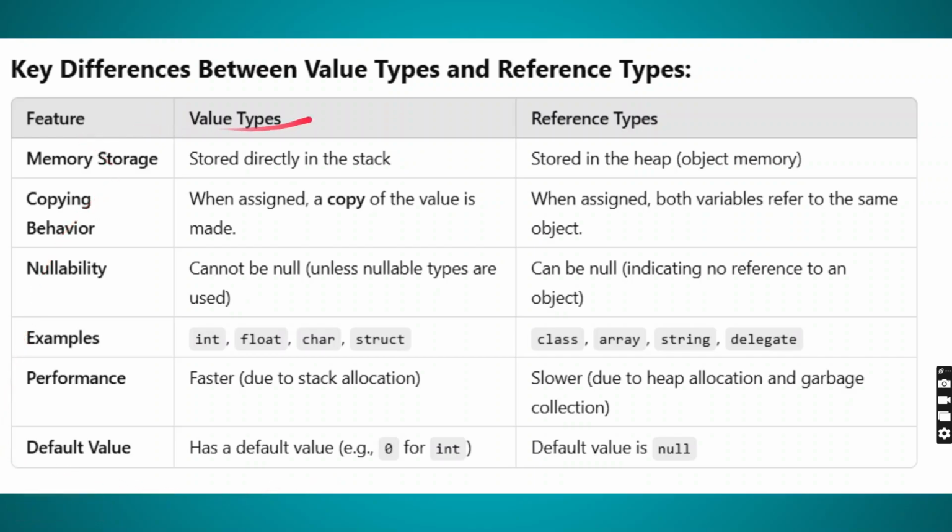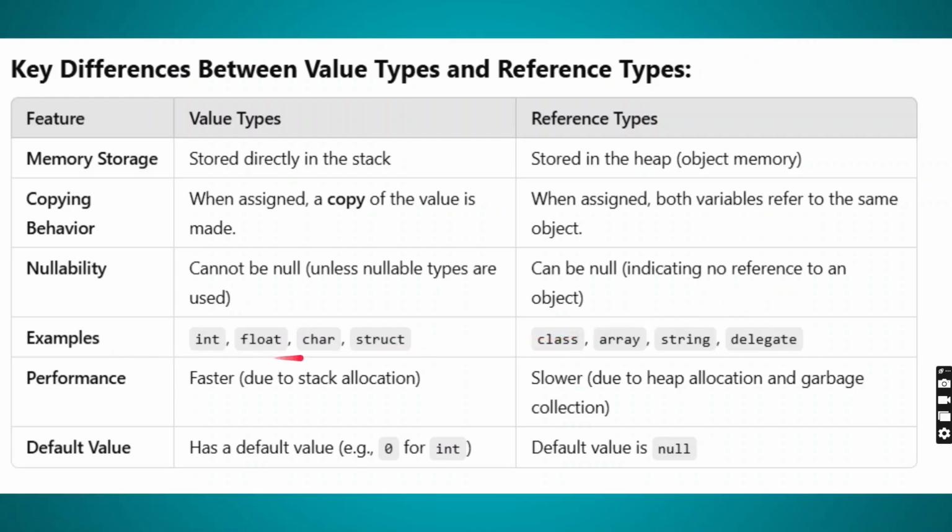The key difference between value types and reference types. Feature: memory storage. Value types are stored in the stack. Reference types are stored in the heap. Copying behavior: for value types, when assigned, a copy of the value is made. For reference types, when assigned, both variables reference the same object. Nullability: value types cannot be null unless nullable types are used. Reference types can be null, indicating no reference to an object.